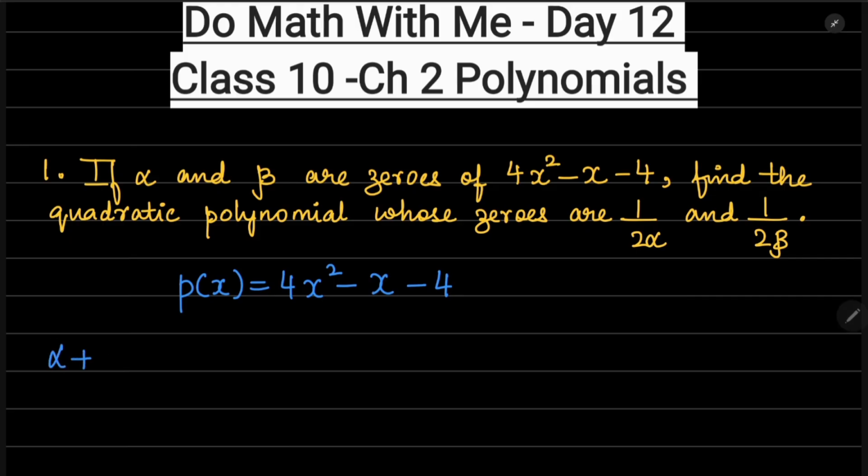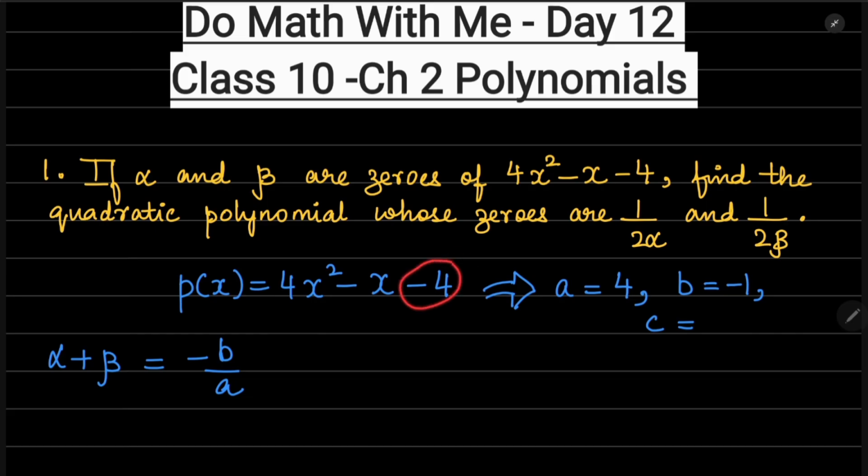So alpha plus beta, that is the sum of the zeros, will be, the formula is minus b by a. From this polynomial, you can take out your coefficients: a is nothing but 4, b is nothing but the coefficient of x along with the sign, so b is minus 1, and c is nothing but the constant term, that is minus 4. We always compare it with the standard quadratic polynomial ax square plus bx plus c. This is the standard form. So when you compare, a is 4, b is minus 1 and c is minus 4.